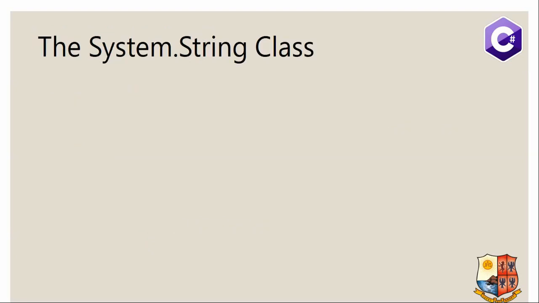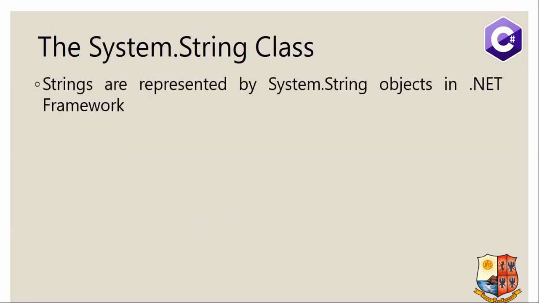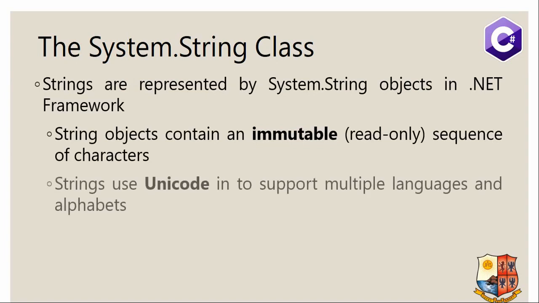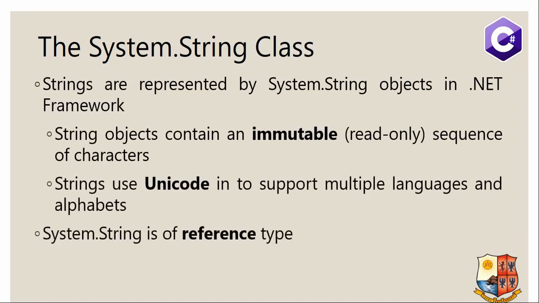That's what we saw. And the System.String class, since it is a class in the .NET framework, is represented by an object of that particular class. String is always represented as an object of System.String class. And they are immutable. I think I've gone a little bit in depth about how it is immutable, and they use Unicode to support multiple languages and different alphabets.